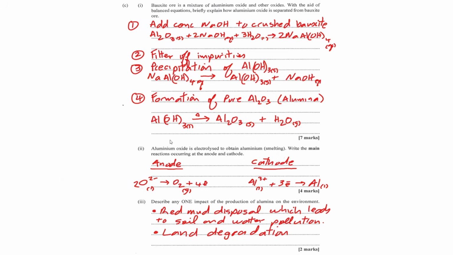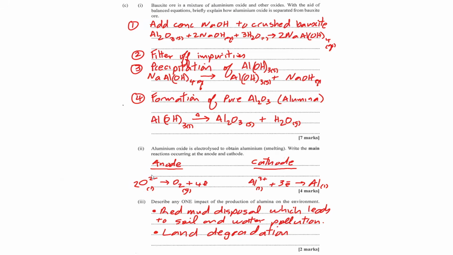C, Part 2. Aluminum oxide is electrolyzed to obtain aluminum, and the process is called smelting. Write the main reactions occurring at the anode and the cathode. Well, at the anode, we know that the oxide ion would move to the positive electrode where oxidation will take place. So that is where now you lose electrons.